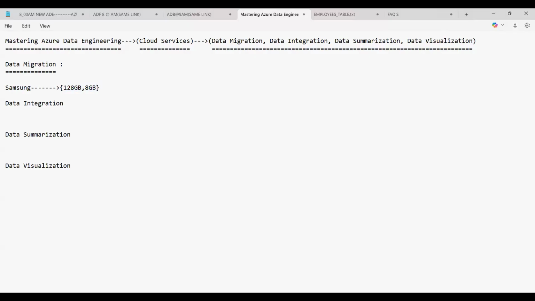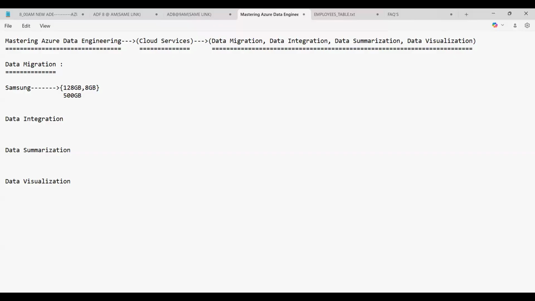So now this is the configuration of your mobile phone. When the configuration of the mobile phone is 128 GB and 8 GB respectively, can you store 500 GB of data here? Suppose you got data from somewhere, some photos, pictures, some videos. All of it we need to store. So, can you store 500 GB in your mobile phone?